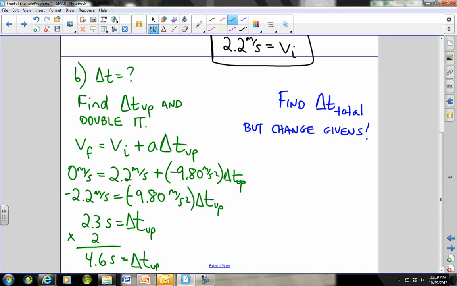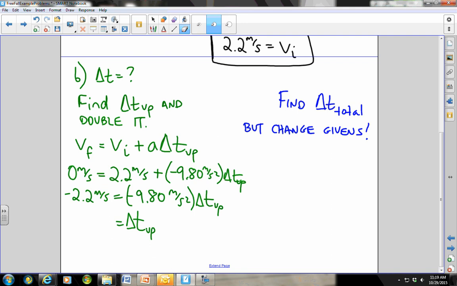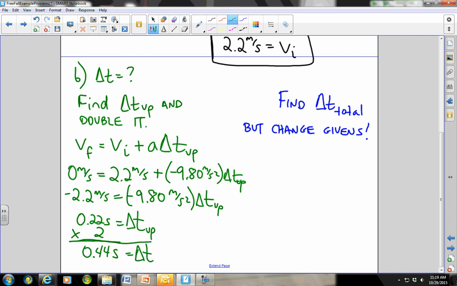Oh, okay, hold on. I've got the wrong numbers in here. I should actually solve it. So let's divide 2.2 over 9.8. That's better. I get 0.22. Then multiply by 2, and you get 0.44. That's better. That's the total time.